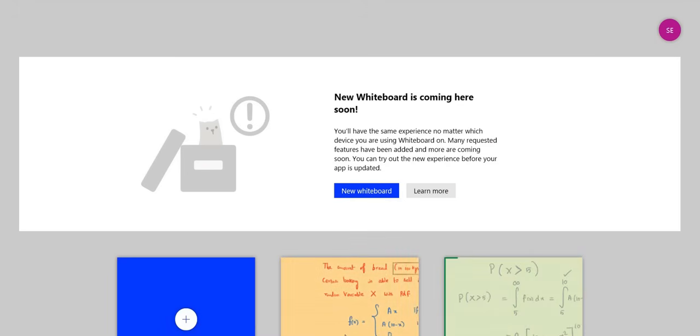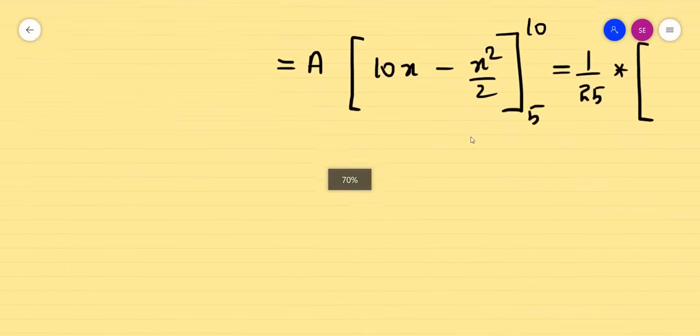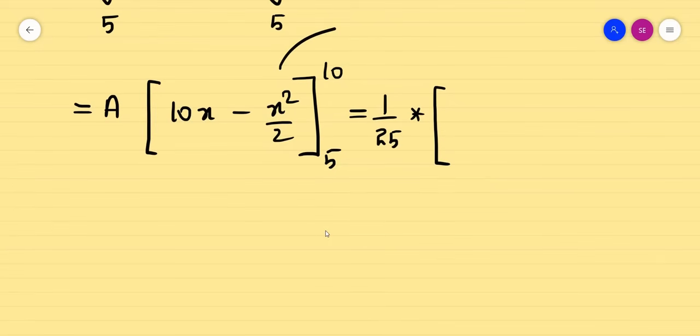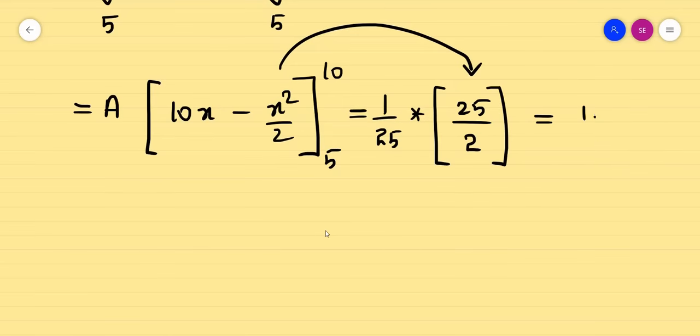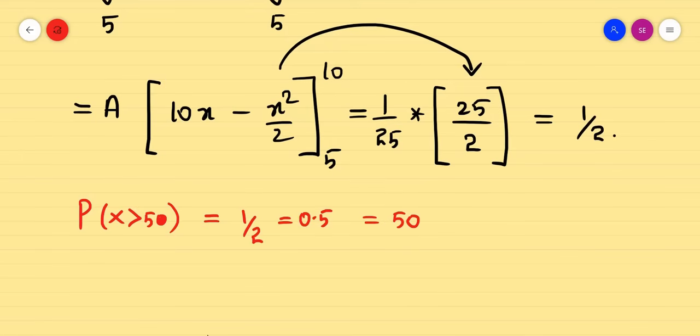So once you did A, many data you can copy from it. This value is simply 100 minus 75, 25 by 2. Now 25 will get cancelled and we get 1 by 2. That means the probability of selling more than 500 kgs of bread in a day is 1 by 2, or 0.5, or 50%. He has 50% chances of selling bread more than 500 kgs. Is it clear, ma?